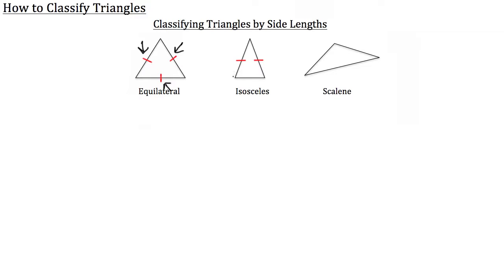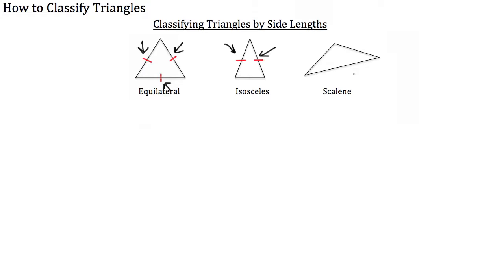And the isosceles triangle is any triangle that has two legs that are congruent. So in that case, this leg and this leg, as denoted by the two red congruent tick marks. The last type of triangle that you can classify by side lengths is a scalene triangle. And with a scalene triangle, none of the lengths of that triangle are congruent.